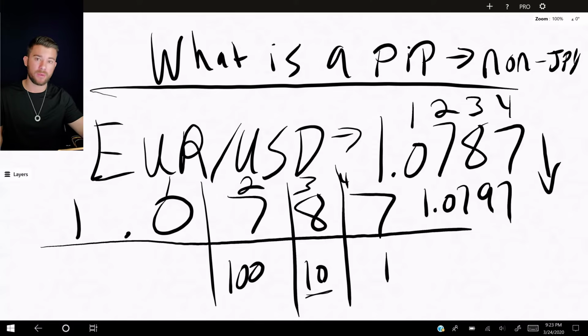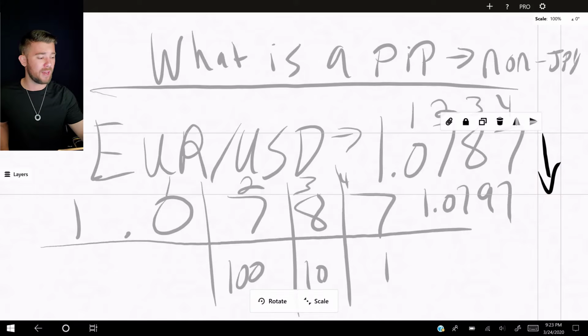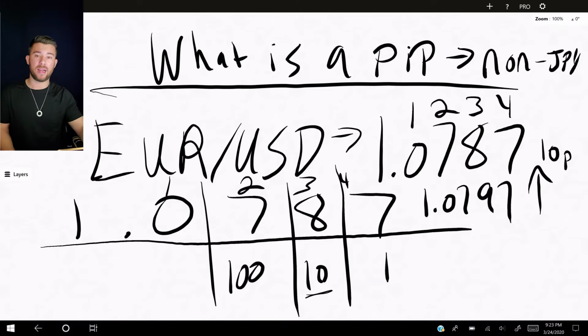That decimal point, number 3, is the tens. So therefore, this went down. And actually, in this case, since we went up from 8 to 9, hopefully you caught that before I did, then obviously that means that the euro dollar went up 10 pips because it was in our third decimal point.